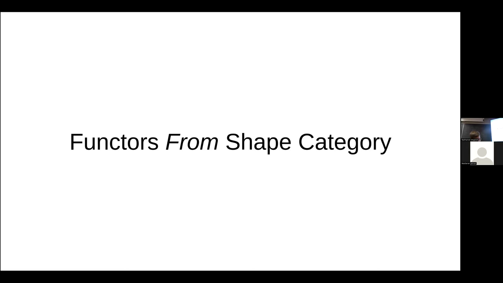It's another facet of functors that turns out to be really useful, really common, and absolutely essential in a couple of places, okay? And particularly one that I want to highlight. So it's this notion of functors as applied to shape categories, okay?